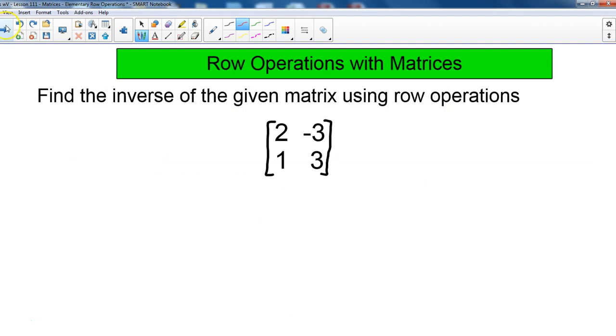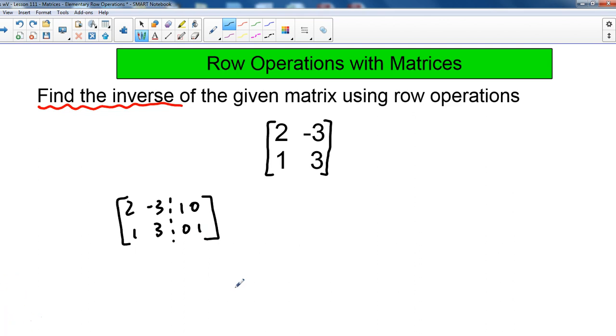So first thing I want to do is show you one of the uses of row operations, which is to find the inverse of a particular matrix. And so you can see this is the given coefficient matrix. What we do is essentially take the original matrix, the 2, -3, 1, 3, and augment that with the inverse matrix.